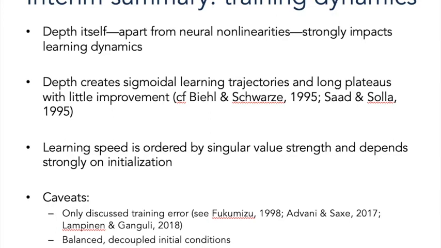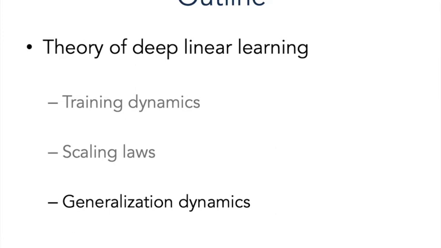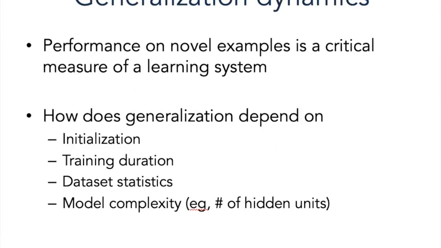Okay, so now let's turn to the question of generalization. Of course, generalization is actually what you care about when you design a machine learning system. And that is something that we would like to understand. In particular, how does generalization depend on initialization? Or how long you train? Or the statistics of the data set? Or the complexity of the model, right?